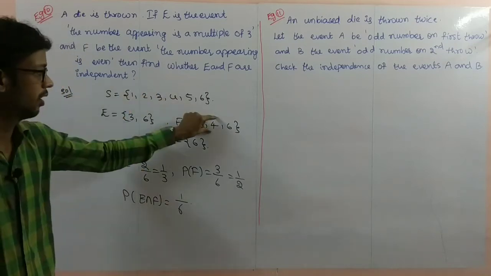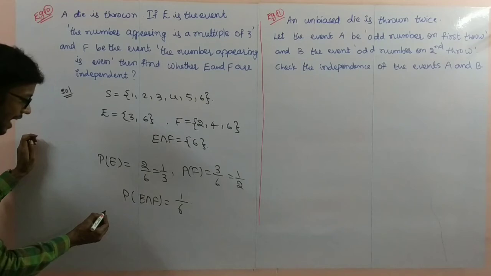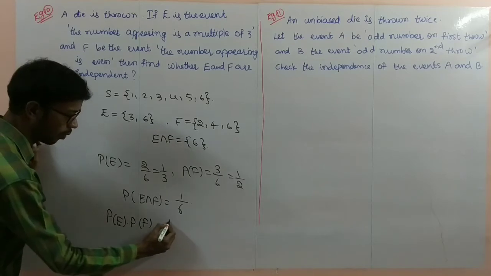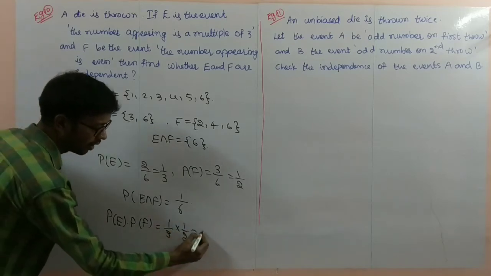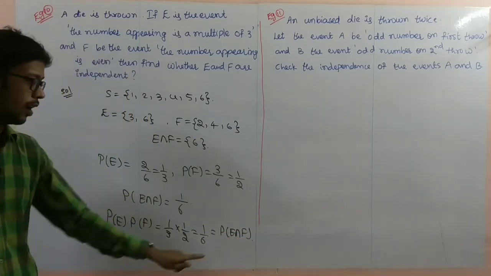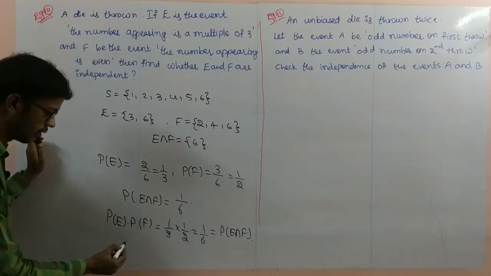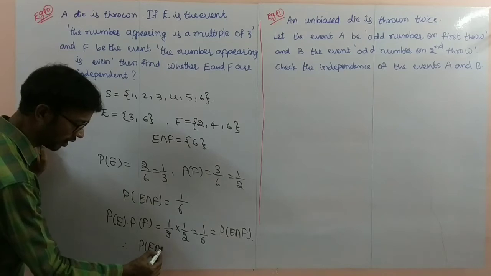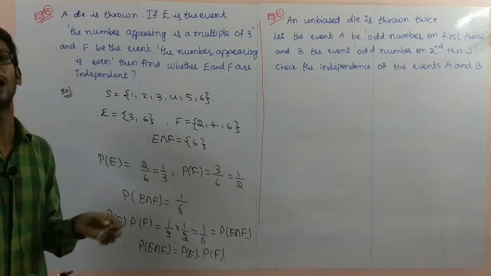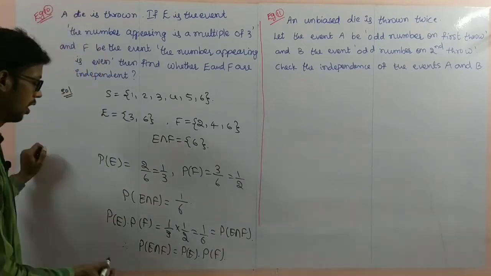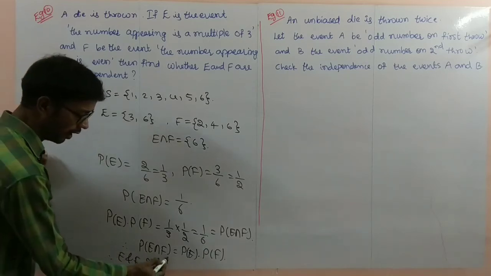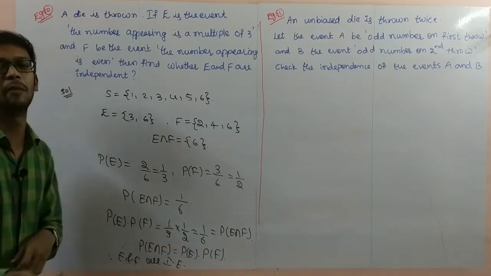Just 2 by 6, 3 by 6, 1 by 6. So now I will write the probability of E into F is equal to 1 by 3 into 1 by 2, that is 1 by 6, that is equal to probability of E intersection F. Probability of E intersection F is equal to probability of E into probability of F. We satisfy the note point 2. So therefore the given events E and F are independent events.